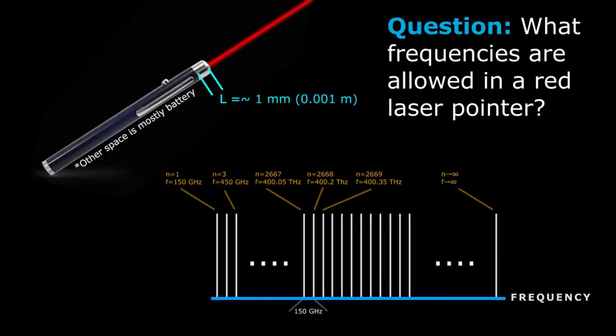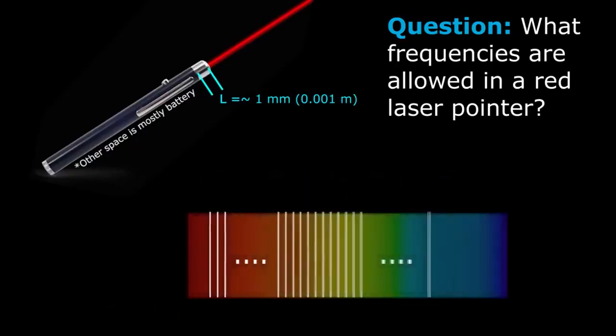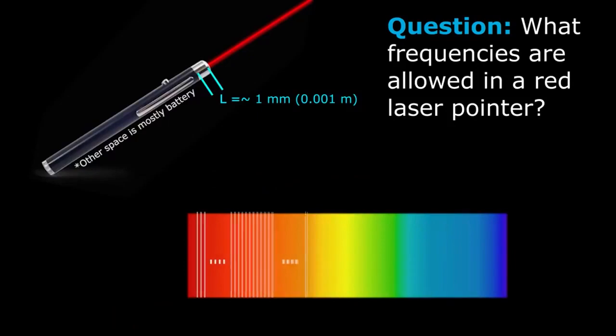So if you wanted your laser to have a frequency of 400.1 THz, you would first have to change the cavity length for this to be allowed, as it is not possible in this red laser's cavity. About 2600 frequencies in the visible spectrum would be able to resonate in this red laser's cavity.